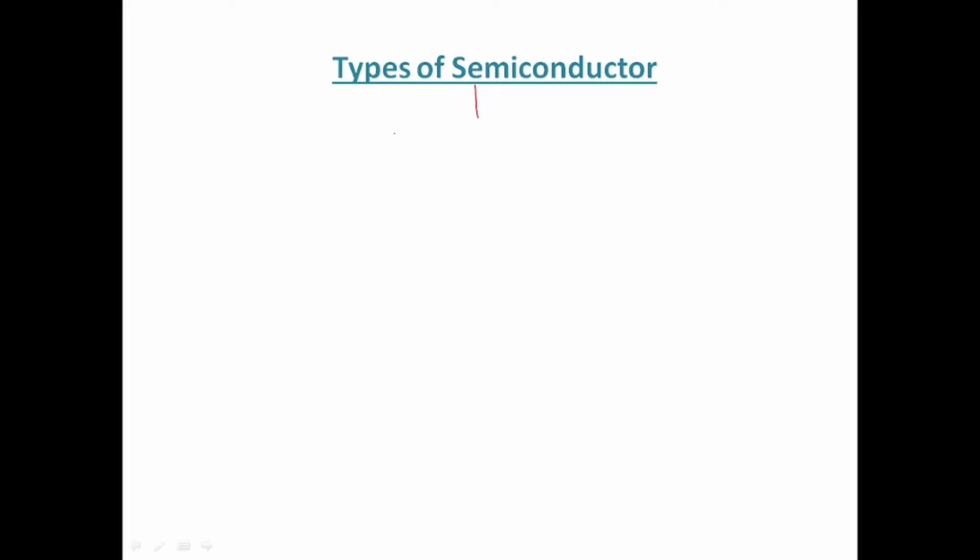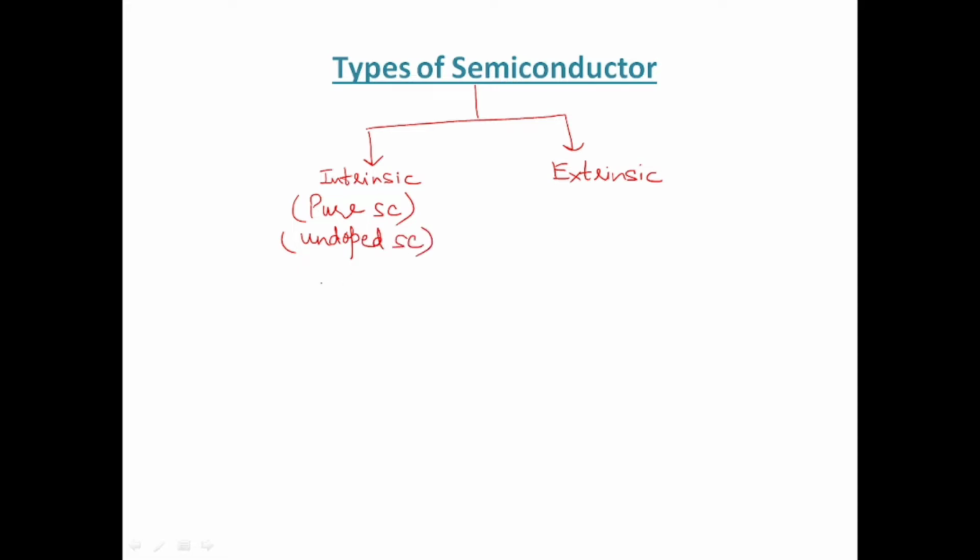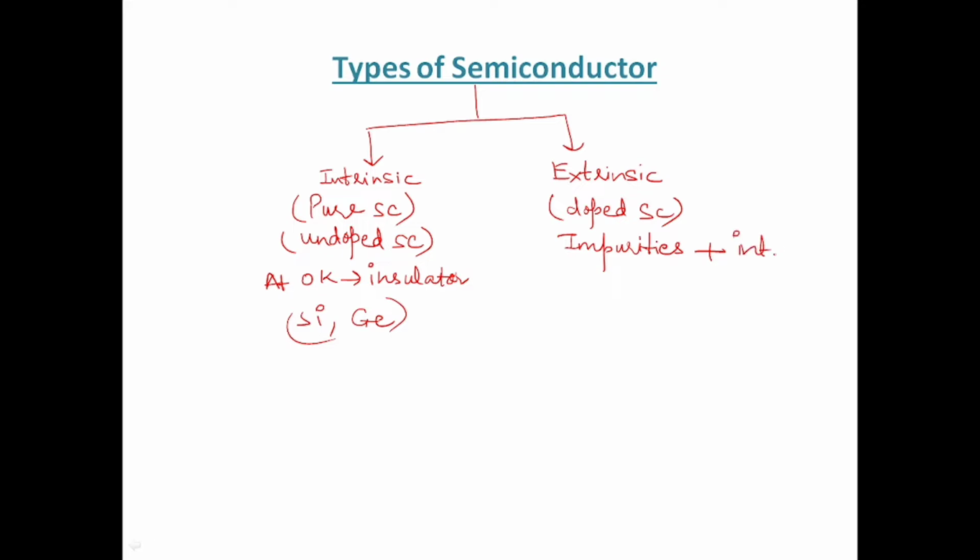Now semiconductors can be divided into intrinsic type and extrinsic type. Intrinsic semiconductors are generally pure semiconductors. They are also known as undoped semiconductors. This means that at 0 Kelvin they behave as an insulator. These are basically silicon and germanium. Now what are extrinsic semiconductors, which we also call doped semiconductors? This means when some impurities are added to an intrinsic semiconductor, then extrinsic semiconductors are formed.